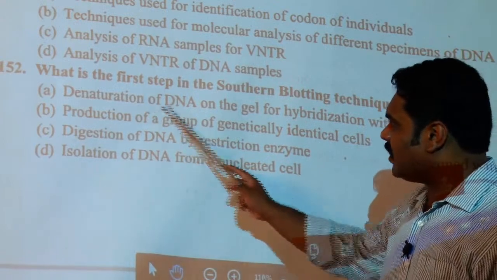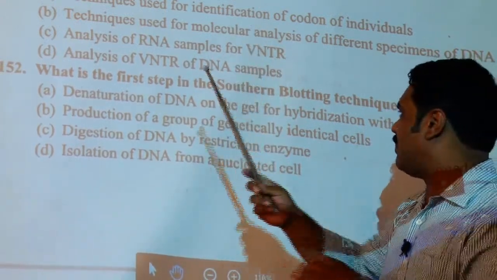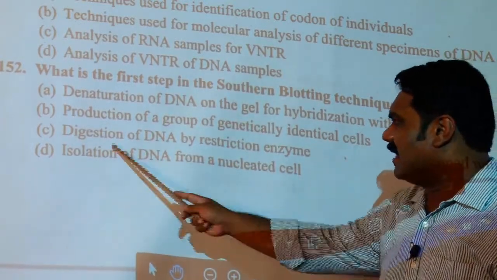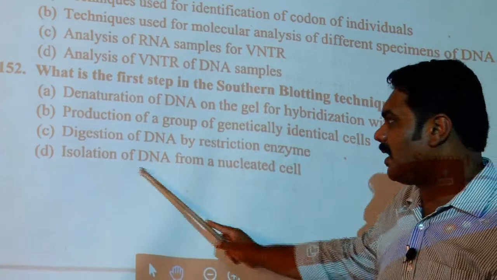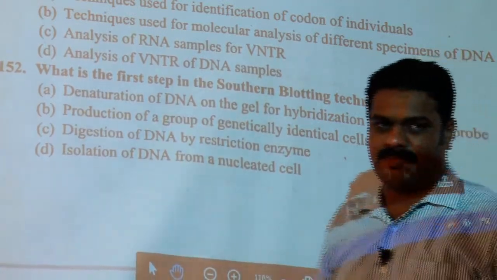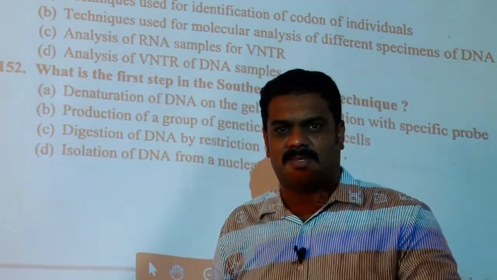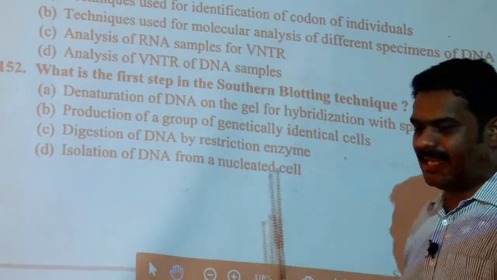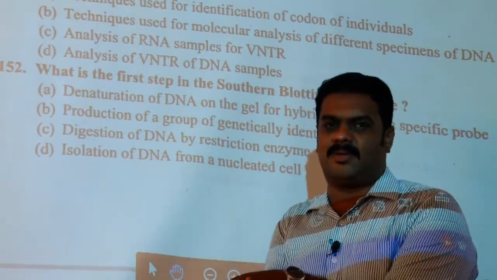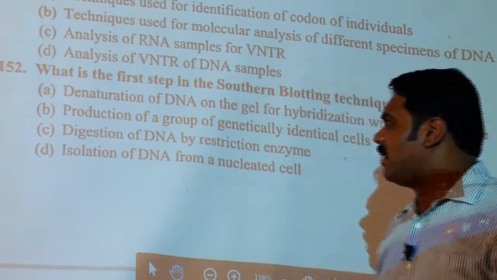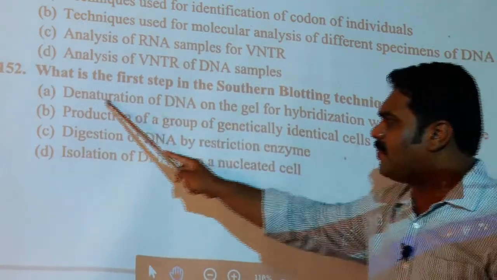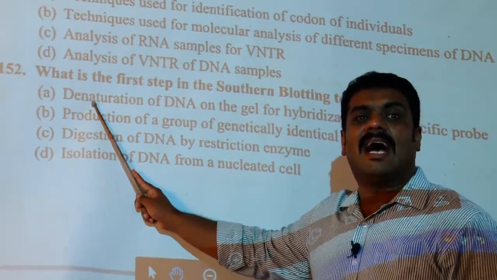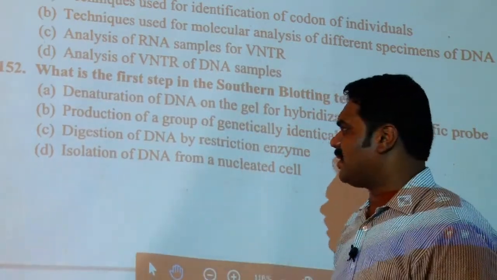Obviously, denaturation of DNA, separation of DNA by gel, no. Production of a group of genetically identical cells, no. Digestion of DNA by REN, or isolation of DNA from a nucleated cell. Are you specific for the whole process or particularly for the gel electrophoresis? See, in southern blotting, gel to paper, transfer it over there. That's true. But denaturation of DNA, do you add temperature for splitting up the two strands, or do you treat with alkali? Treat with alkali, separate the two, you don't give temperature.